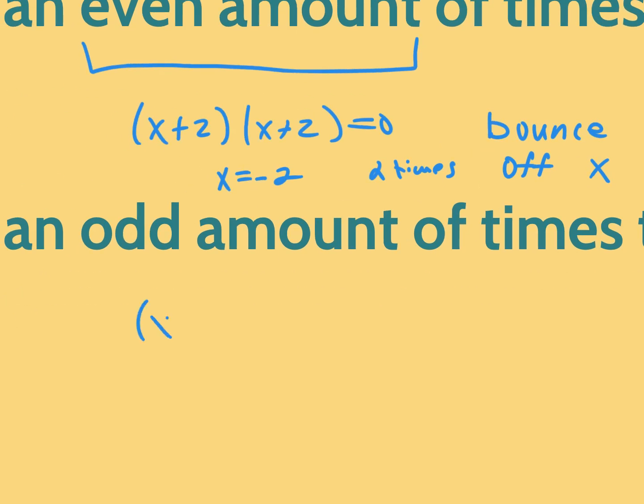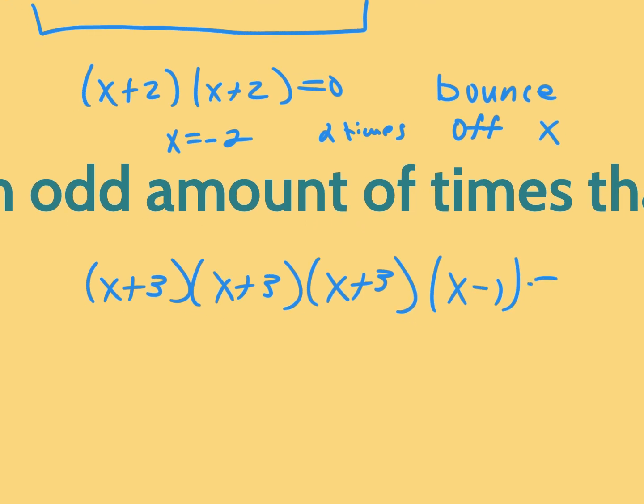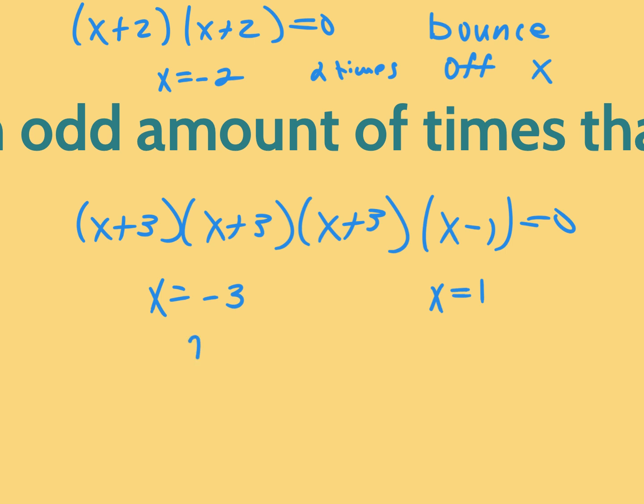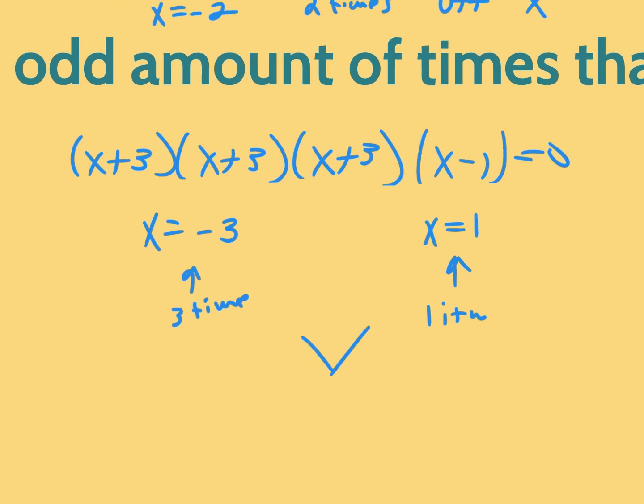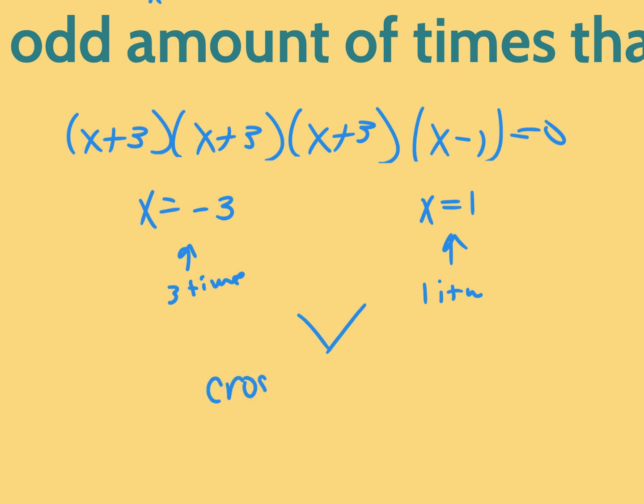Say you got this as an answer. Right? You're going to find the zeros. What's one of the zeros? X equals 1. What's another one of the zeros? X equals negative 3. How many times do you have negative 3? 3 times, okay. How many times do you have 1? 1 time, okay. 3 and 1, are those even numbers or odd? Odd. If you have an odd number of times the same answer, it's going to cross through the x-axis. You'll see what I mean in 1 second.